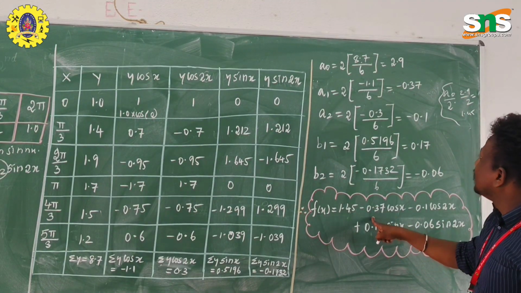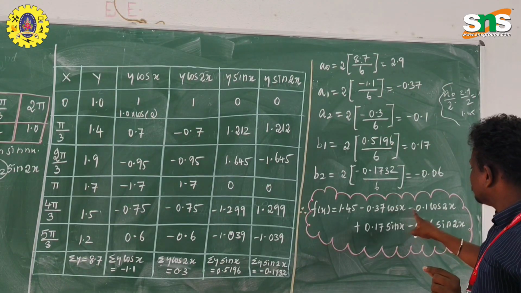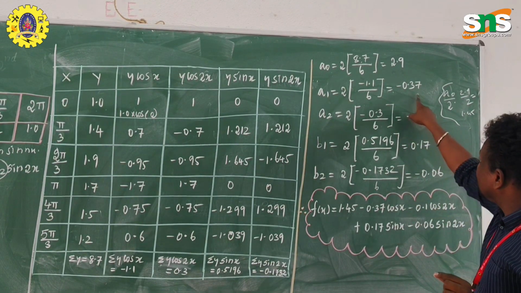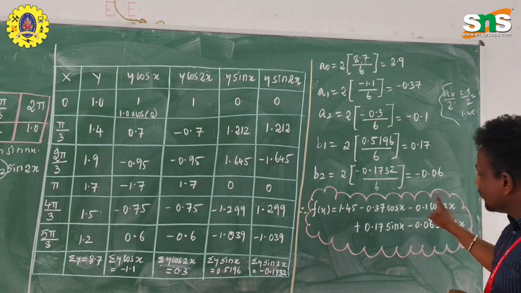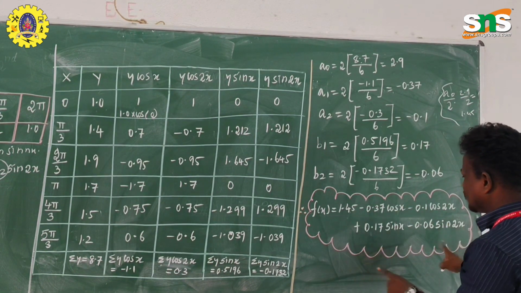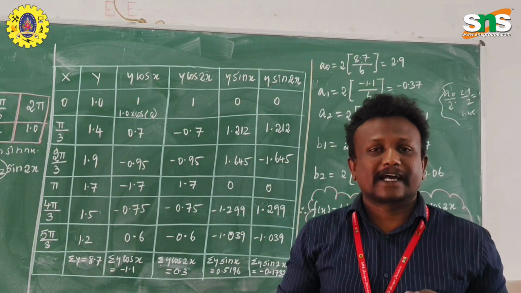Next, let us come to A1. The A1 value is this one, with cos x, minus the B1 value, this one, with sin x. Then the A2 value is this one, with cos 2x, then the B1 value is this one and the B2 value is this one. After substituting all these, your solving process is over. This is what we require.